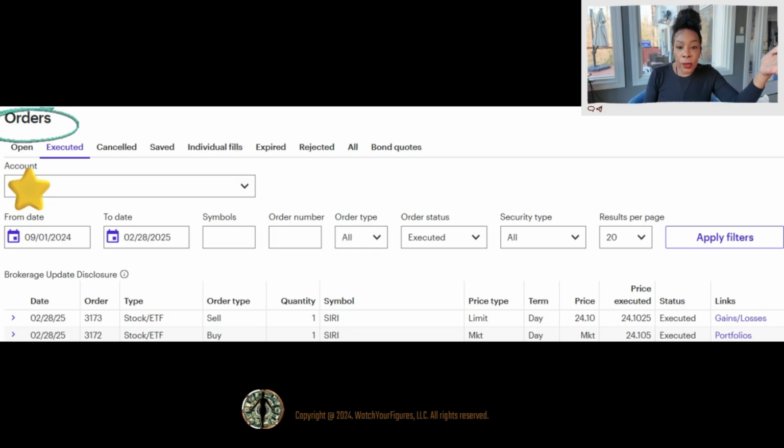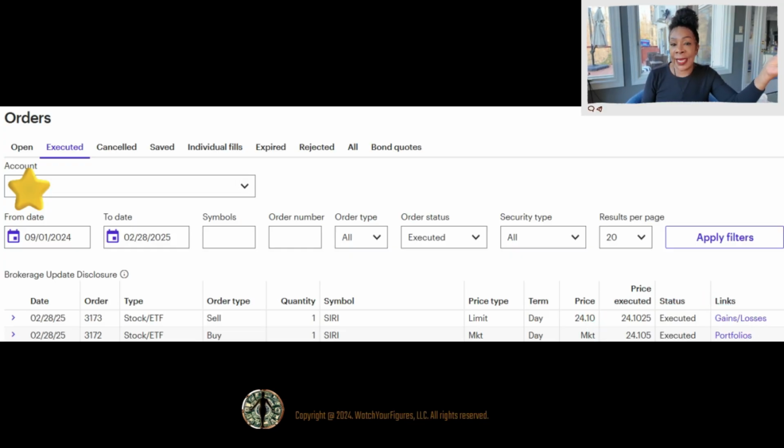So when you look at your orders, you can have orders that are open. If I want to look at all my open orders, I would click there. We have the orders that were executed. And as you can see, we did buy Sirius Radio, and then we did sell it. So we had 2 orders executed, and you can see both of them, one was for market rate and one was for limit, right?